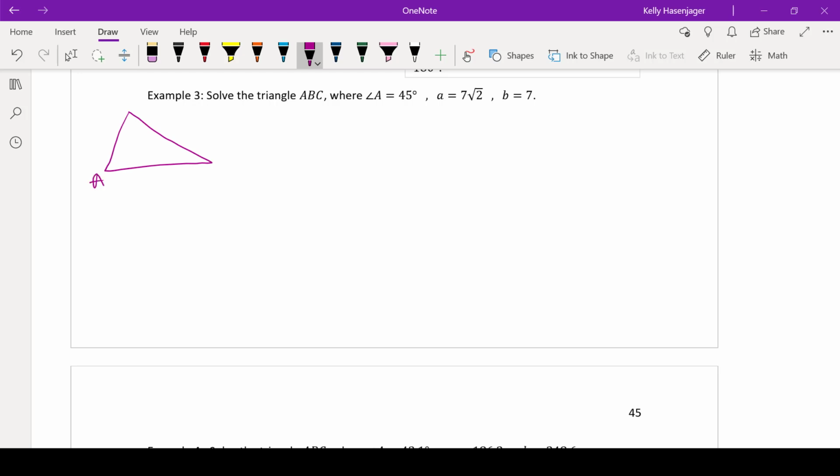So angle A is given to be 45 degrees. Side A, directly across from that, is given to be 7 root 2 in length. And then we have angle B, side B, angle C, side C. So angle A is 45, side A is 7 root 2, and side B is 7.